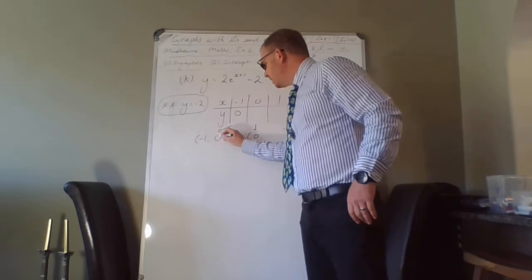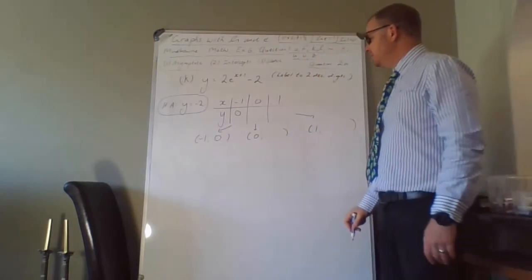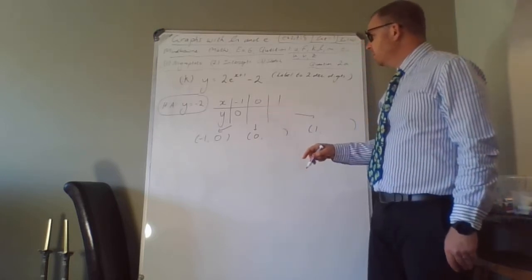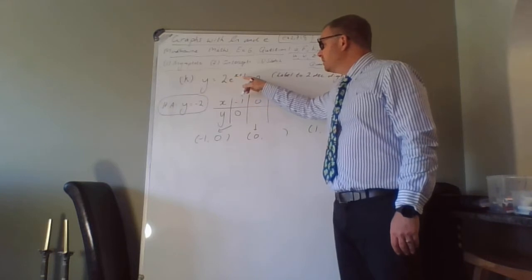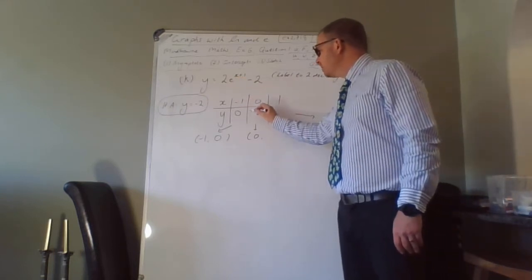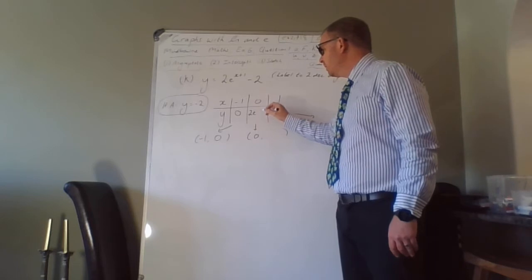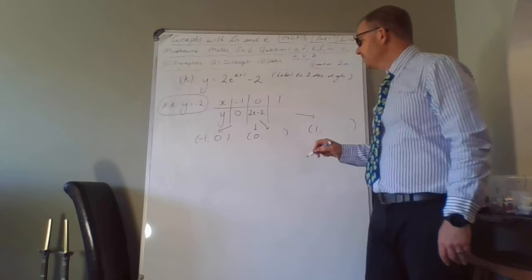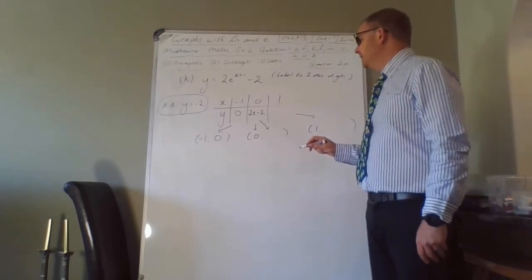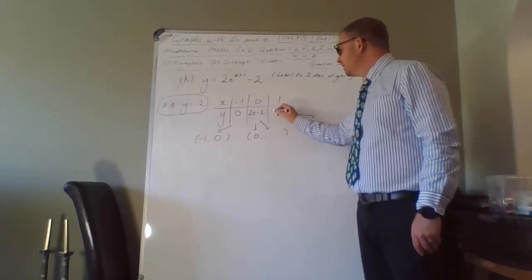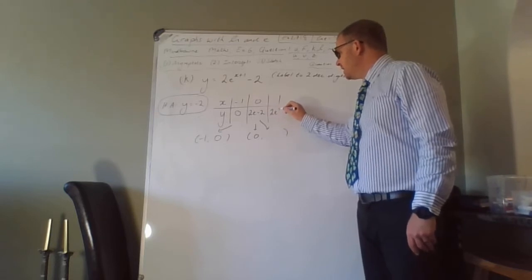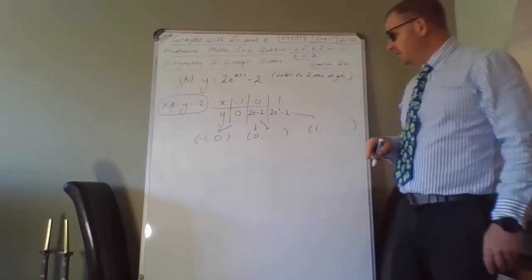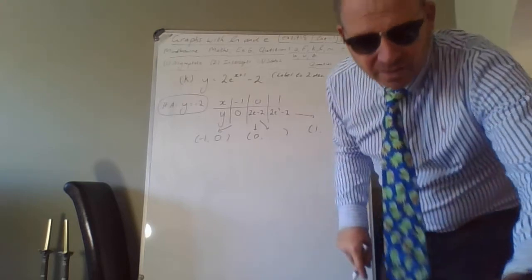So I've got negative 1, 0. So I've got my x-intercept, okay, and then this is going to be my y-intercept. So when x is equal to 0, you're going to have 2e minus 2, and you can go work out on your calculator what 2e minus 2 is, and that's going to be that point over there. And when x is equal to 1, you're going to get 2e squared minus 2, and you can go work that out on your calculator, and fill those in, and then go sketch the curve.